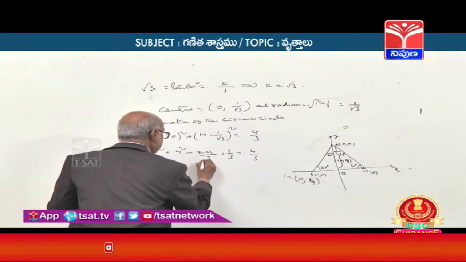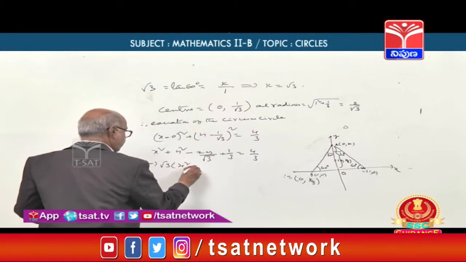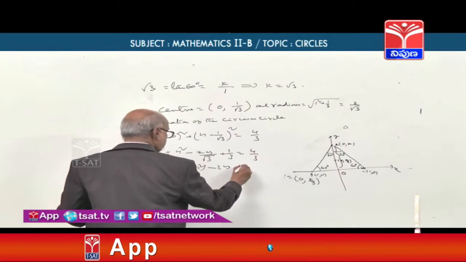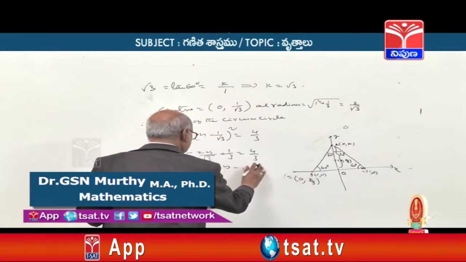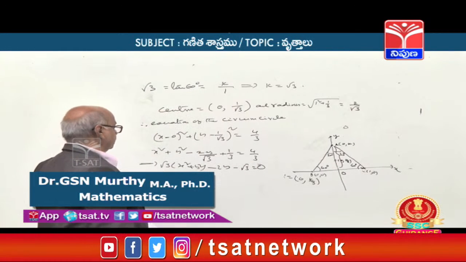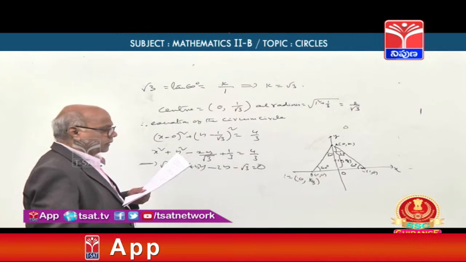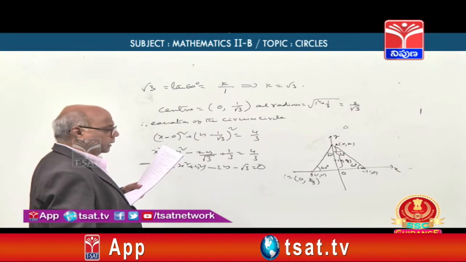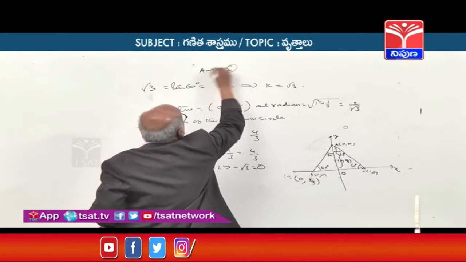Minus 2y by root 3. So, that implies root 3 into x square plus y square minus 2y by root 3 minus 1, that is, minus root 3, is equal to 0. So, that is the equation of the circumcircle of the triangle ABC. And what is the option? Root 3 into x square plus y square minus 2y minus root 3. Option number 2. Answer is option number 2.